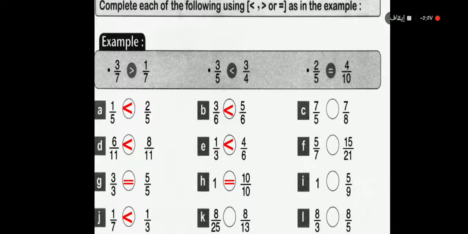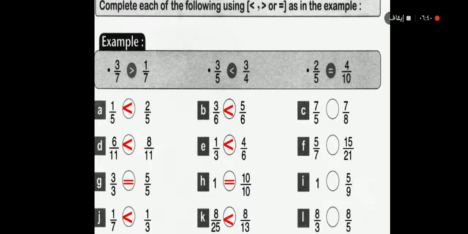Example K. 8 over 25 or 8 over 13. As you see, the two fractions have the same numerator. What do we do? Look at the denominator. The fraction with the smaller denominator is more than the other fraction. Then the fraction with the denominator 13 is more than the fraction with the denominator 25. Then 8 over 13 is more than 8 over 25.